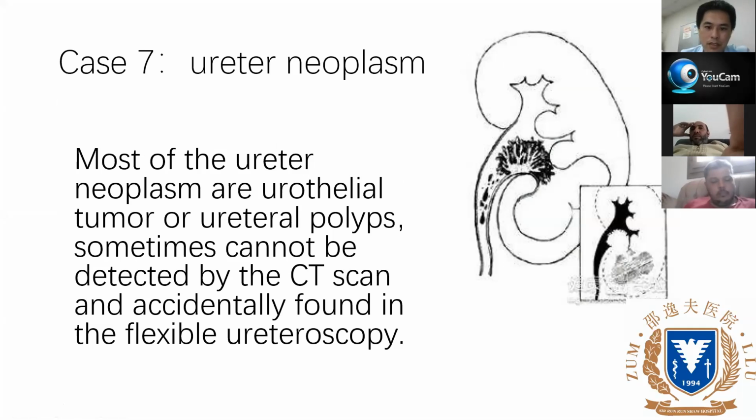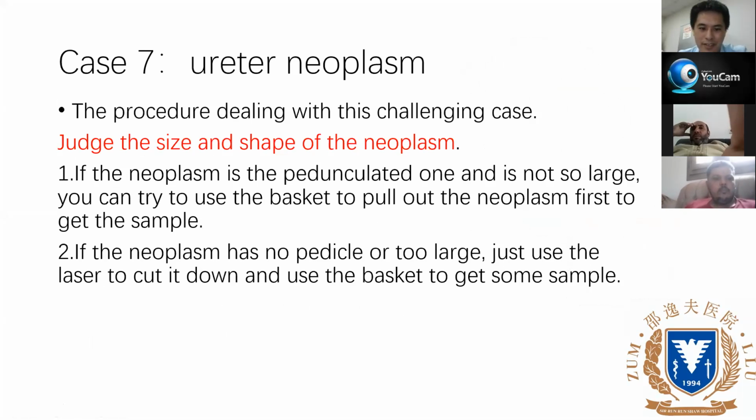And in the procedure for dealing with this challenging case, first, you need to judge the size and the shape of the neoplasm. Because if the neoplasm has a pedicle and it's not so large, you can first try to use the basket to pull out the neoplasm and get the sample. If the neoplasm has no pedicle or it's too large, use a laser to cut it down and use a basket to get some samples.